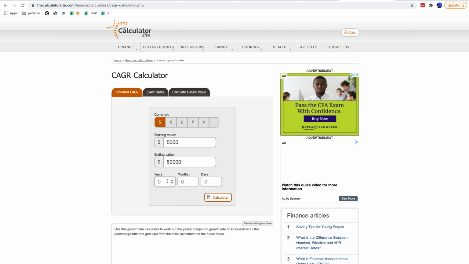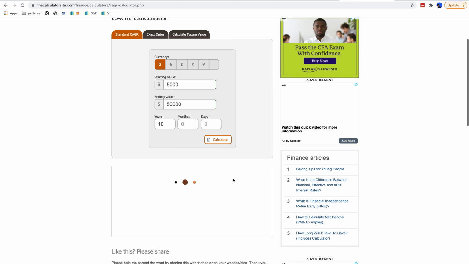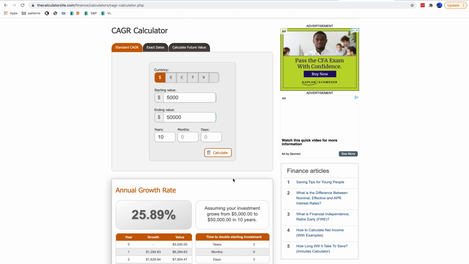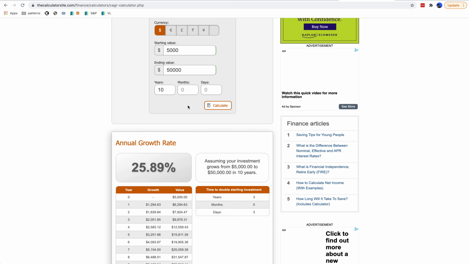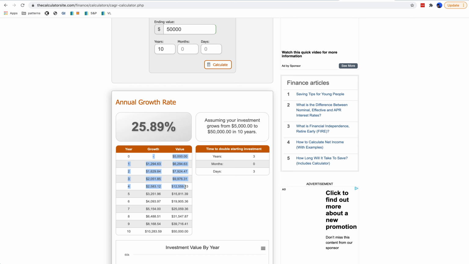Let's say I'm fairly young and I'm going to give myself 10 years to do that. What this CAGR calculator helps you calculate is this: if you have a particular starting point, you want to end up here, and you have this much time to do it, it tells you how much growth you need every single year to achieve that. It maps it out for you. I'm starting out with $5,000, and here's how much my pot of money needs to grow every year to get me to $50,000 by year 10.